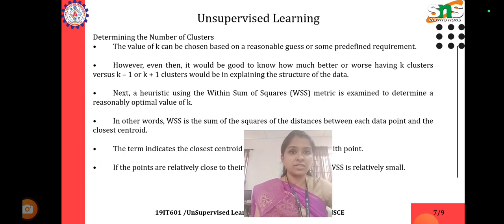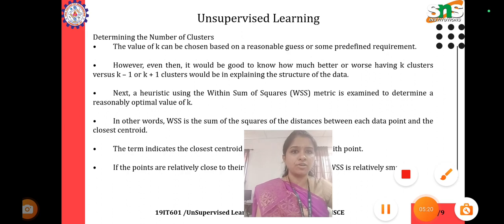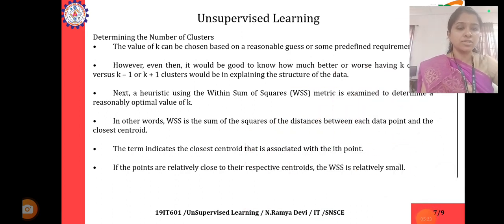The main objective of the clusters is that here we have divided the clusters based on a guess or some predefined requirement. Whenever we divide like this, we have to examine to determine a reasonably optimal value of k. That is the sum of the squares of the distances between each data point and the closest centroid. Here also the closest centroid that is associated with the ith point refers to being very close to the respective centroids, and then the WSS is relatively small in such cases.